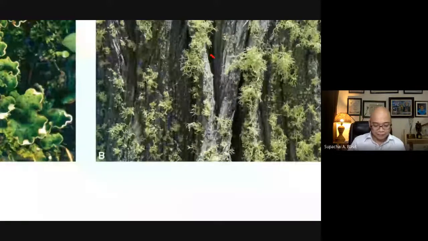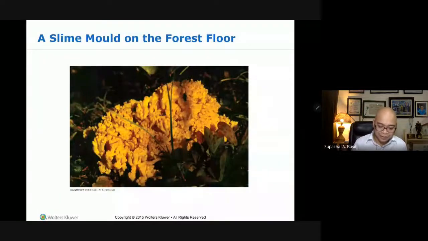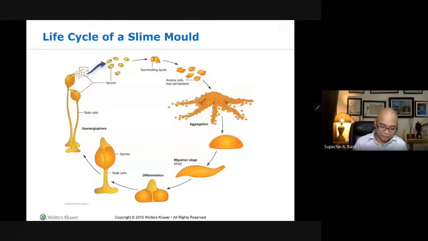Okay. So slime molds naman on the forest floor.